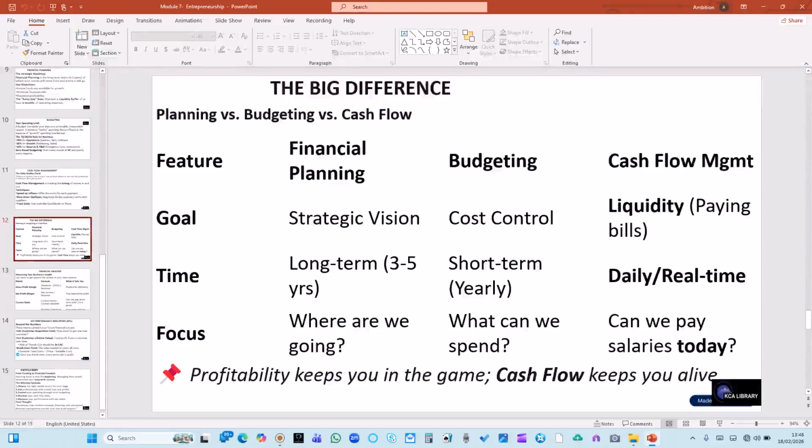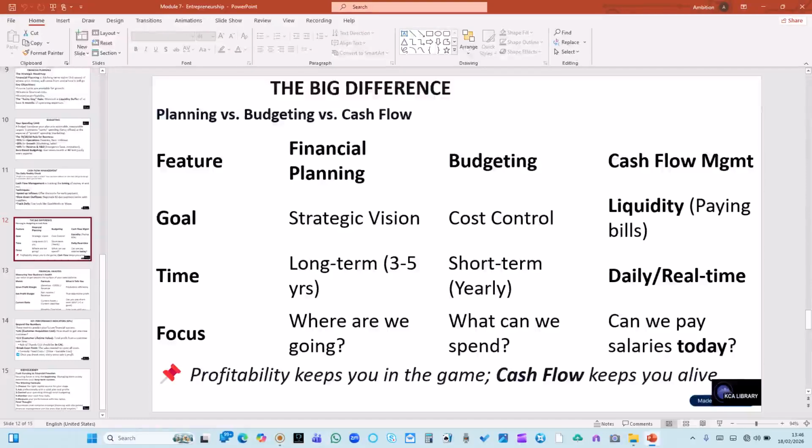Now let us look at the big difference between planning, budgeting, and cash flow. Let us look at their features. The goal of financial planning is strategic vision. The goal of budgeting is cost control, whereas the goal of cash flow management is to hold cash in liquid form for paying bills.